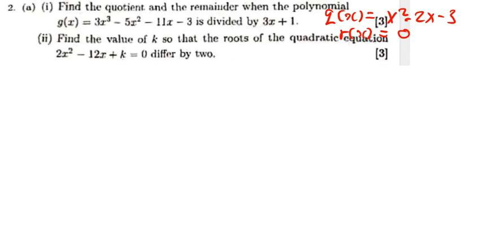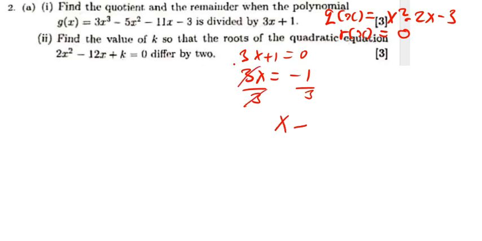You first have to get the divisor, which is 3x plus 1 equal to 0, then solve for x. I'll say 3x is equal to negative 1, divided by 3 by 3. These will cancel out. x is equal to negative 1 over 3. So x is negative 1 over 3.